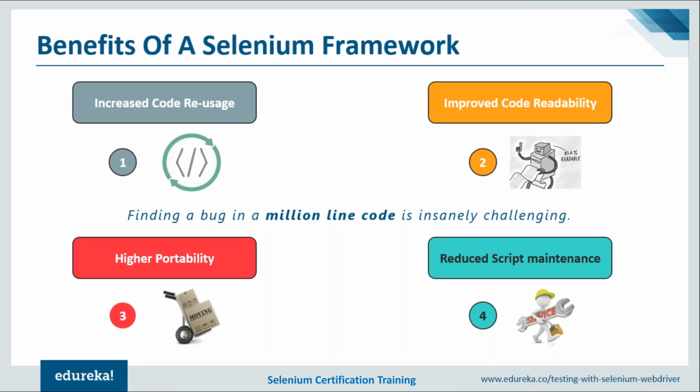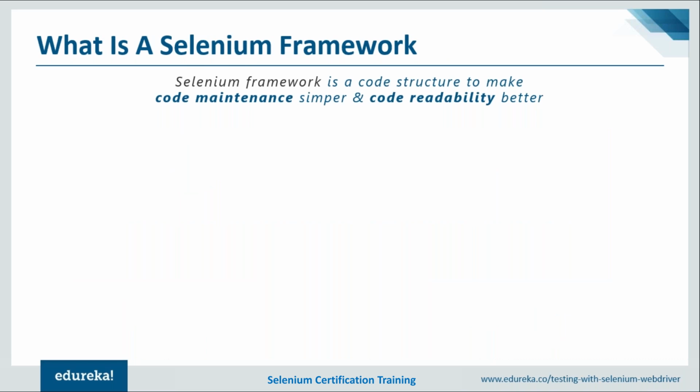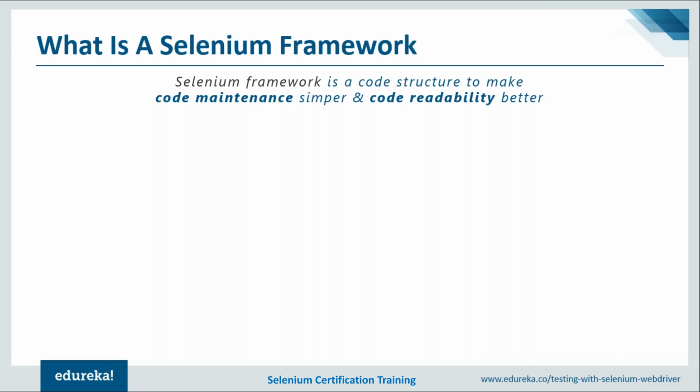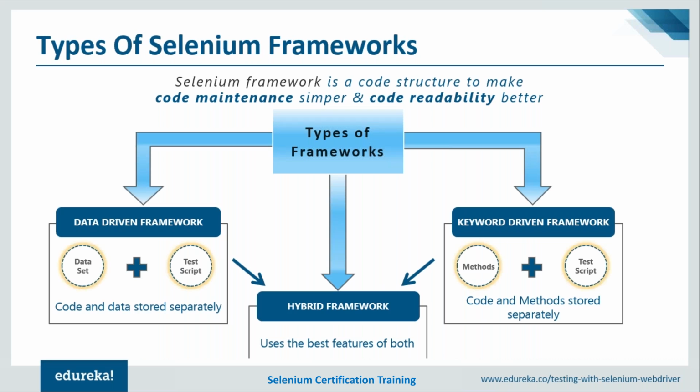And now that you people have understood this part, let me go forward and start off with our actual topics. Okay? Let's start with what is a Selenium framework. And as it says here, a Selenium framework is just a code structure to make your code maintenance simpler and to make your code readability better. And there are various frameworks that we can use. Like I said earlier, we have something called a data-driven framework. We have a keyword-driven framework, and we have a hybrid framework. So a data-driven framework is a technique wherein you will be separating your test script and your data set.